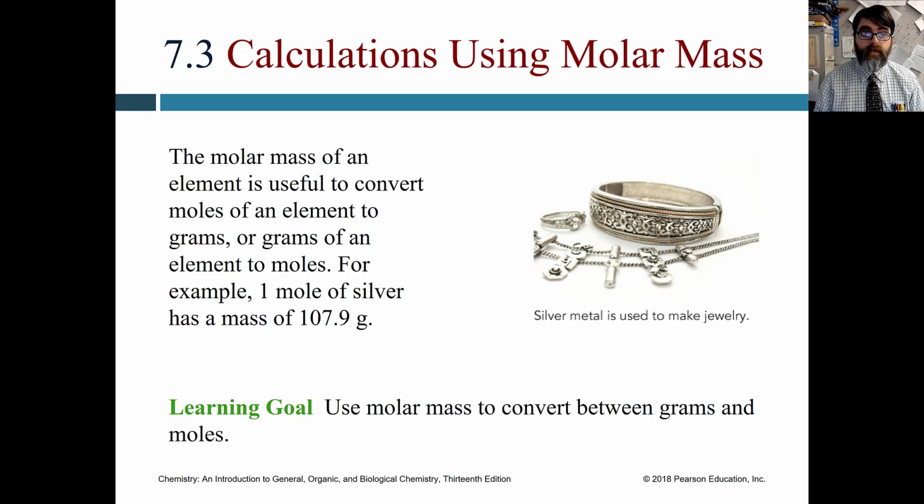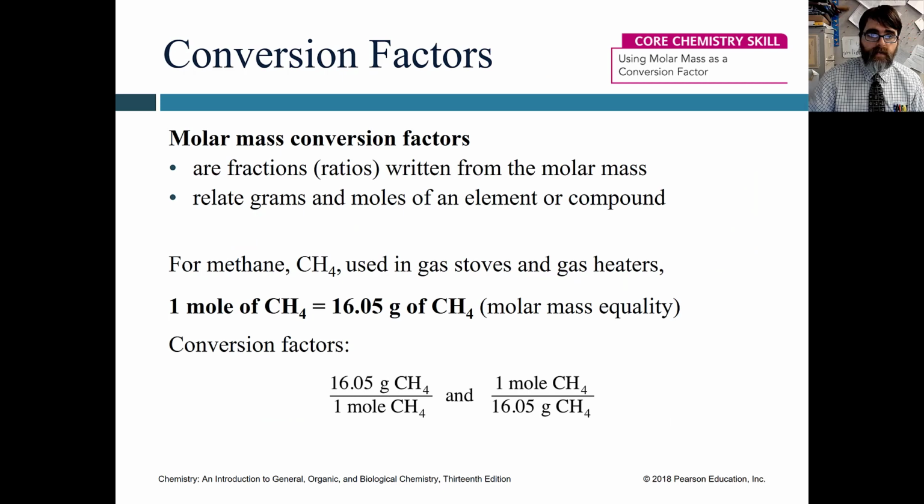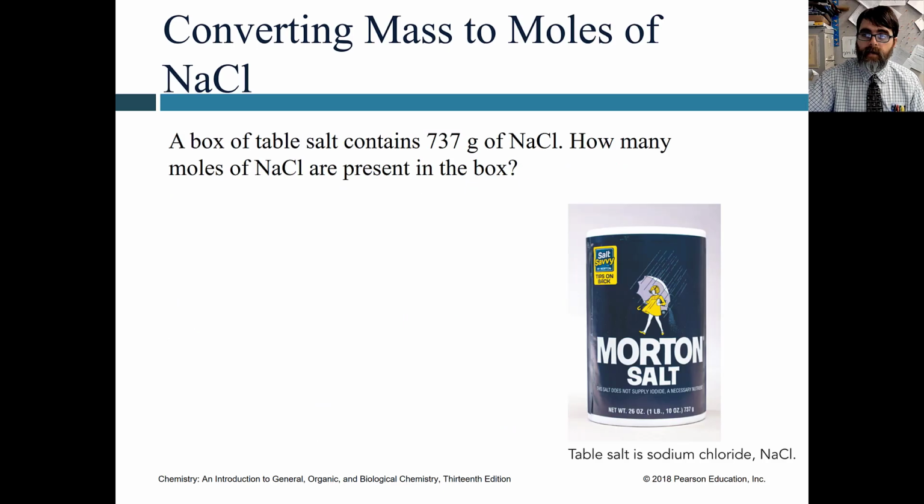So the last section was about calculating molar mass, and now we're going to look at how we can use molar mass as a conversion factor. Since they are moles per gram, or grams per mole, we have a pair of conversion factors that we can use. So now we can do something like, if we have a container of table salt here that contains 737 grams of NaCl, we can figure out how many moles of NaCl are there.